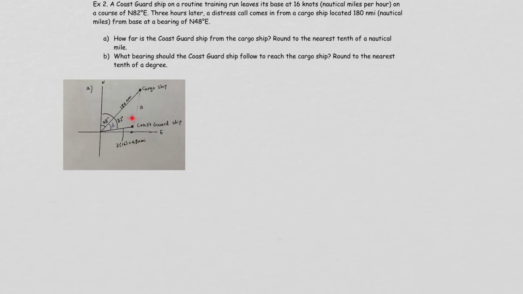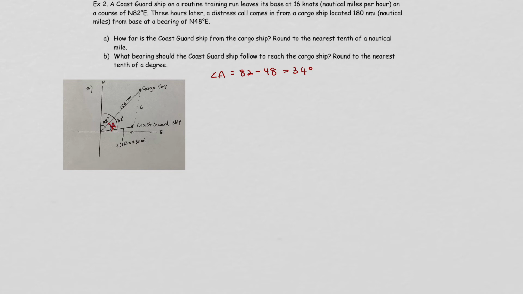So in order to find this distance, we want to know angle A. So how do we find angle A? It will be the angle of 82 minus 48, right? So that's what we need to do first. So let's see. We want to find angle A. And angle A equals 82 minus 48, which is going to be 34 degrees.